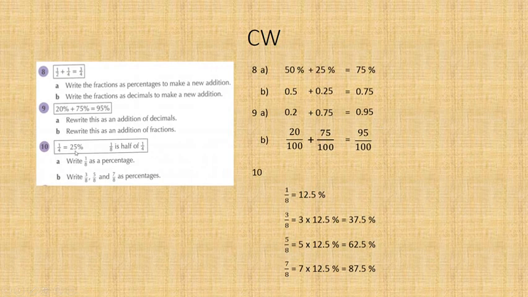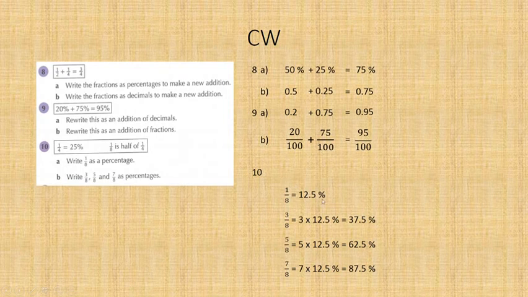It's 1 over 4 equals 25%. So 1 over 8 is half of 1 over 4. So write 1 over 8 as a percentage. So 1 over 8, by the way, is half the 1 over 4, so its percentage, of course, is half this percentage. So can you please tell me what's the half of 25%? Yes, it's 12.5%.